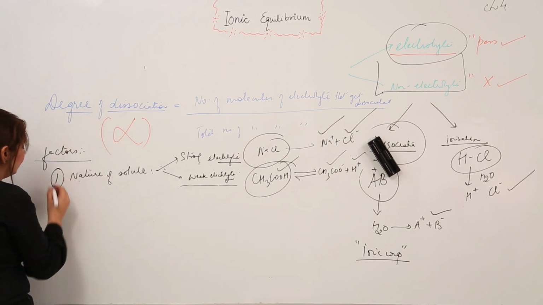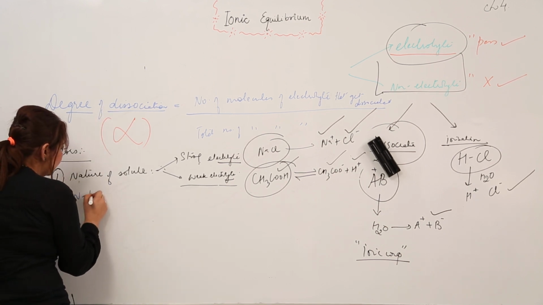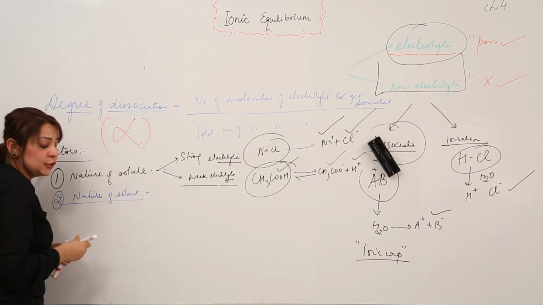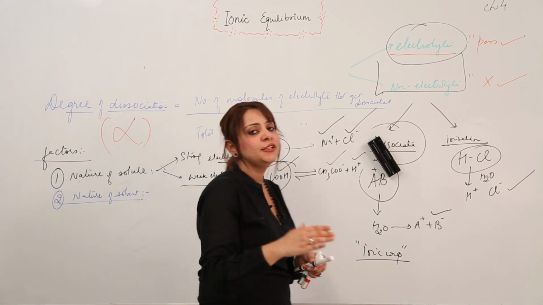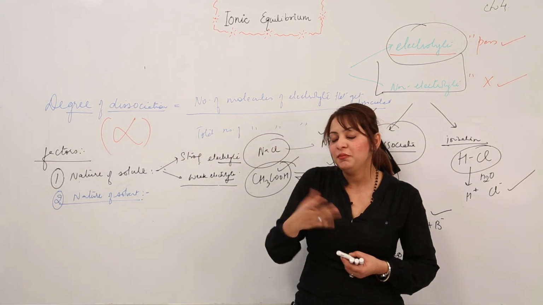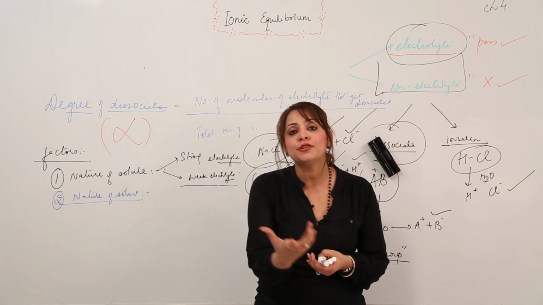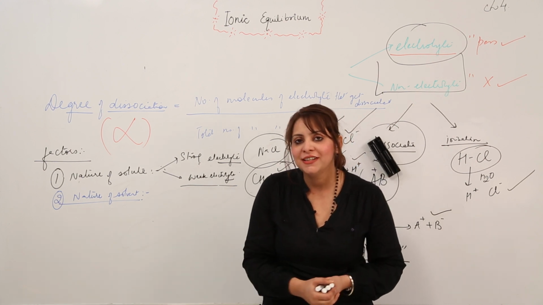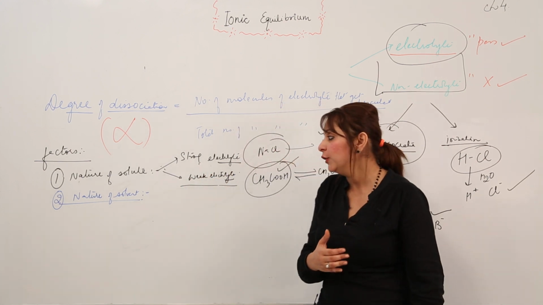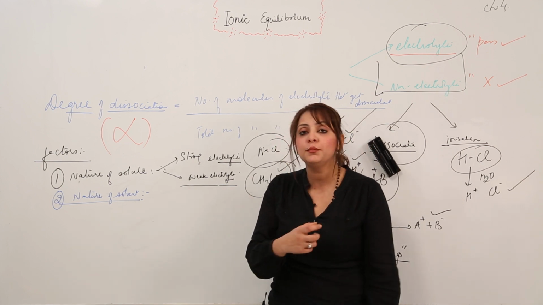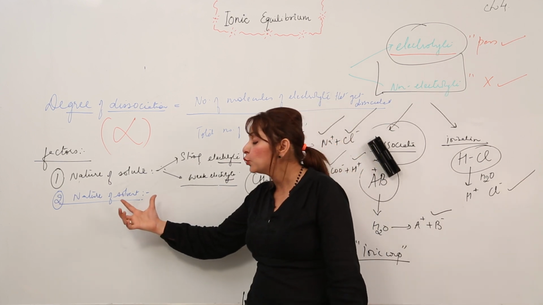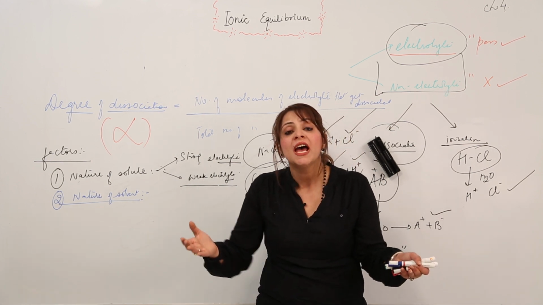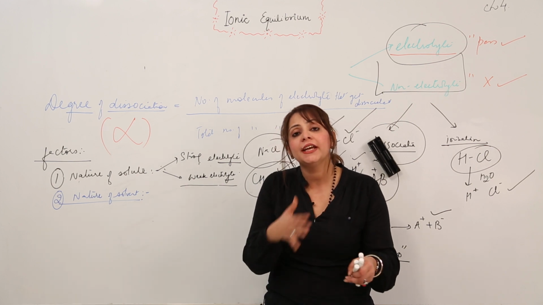The second factor that favors the degree of dissociation is the nature of solvent. You know that when we dissolve solute in solvent, then only the solution is formed. So that means the solvent also plays an important role in the degree of dissociation. How? Now the question is how? The solvent actually has the ability to decrease the force of attraction between the molecules and get them hydrated so that they can move, right?